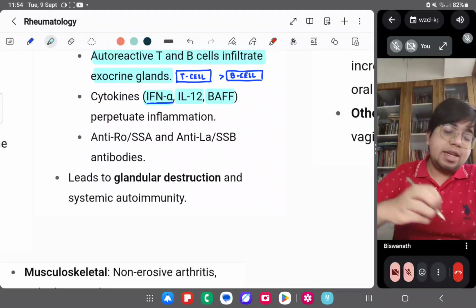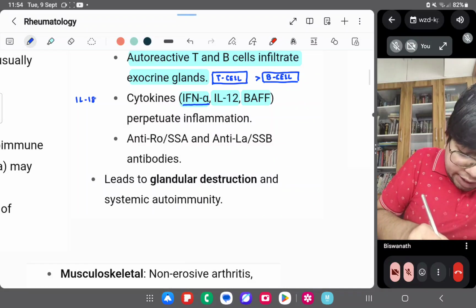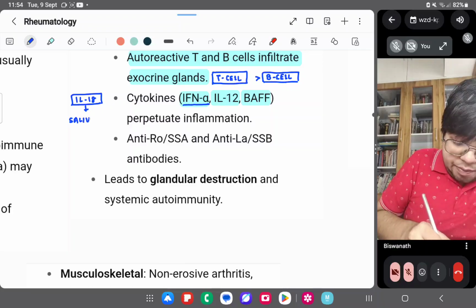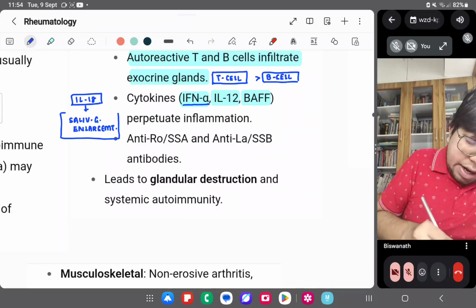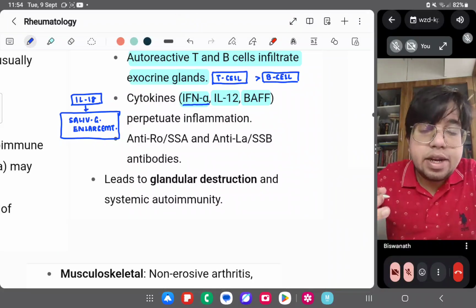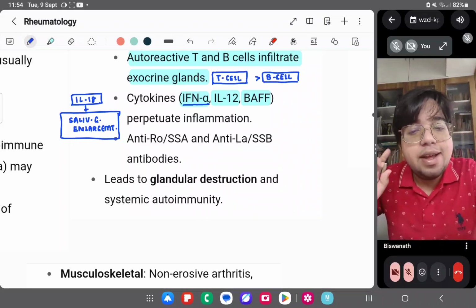And the salivary gland enlargement is due to interleukin 18. Salivary gland enlargement. Basically, interleukin 18 positive macrophages are responsible for the salivary gland enlargement.